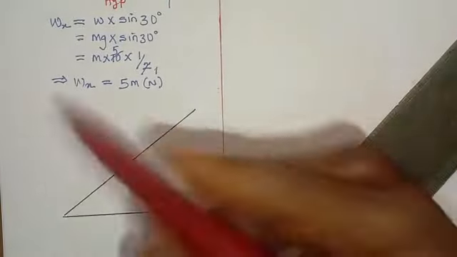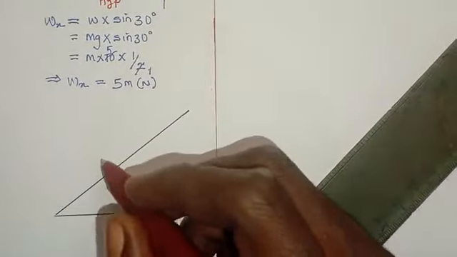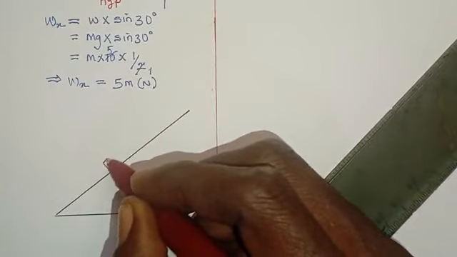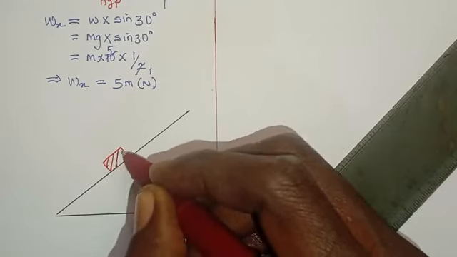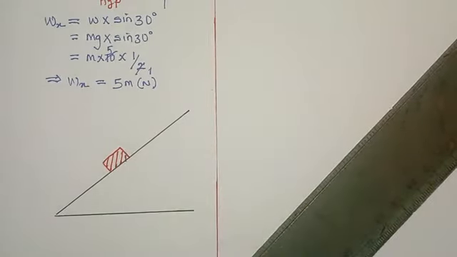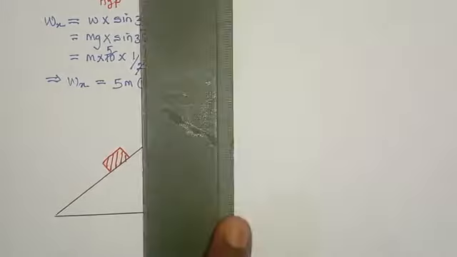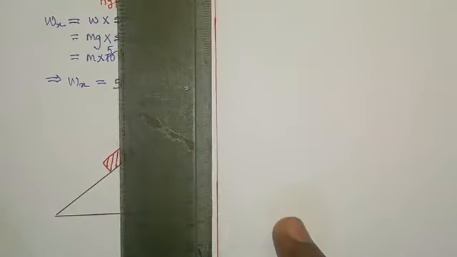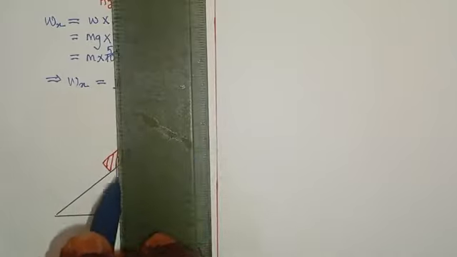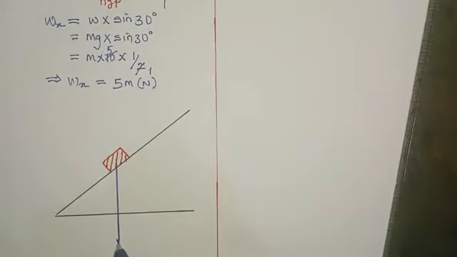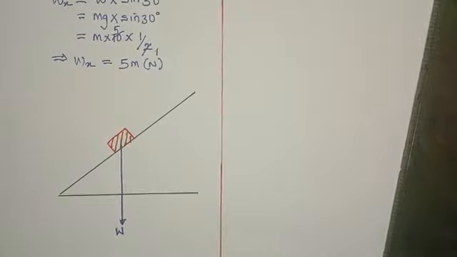And as usual, here is the load. Here's our load, right? And the weight of the object will act downward, right? The weight of the object will act downward. So the weight is acting downward. So the weight is W. Is that correct? So the weight is W.